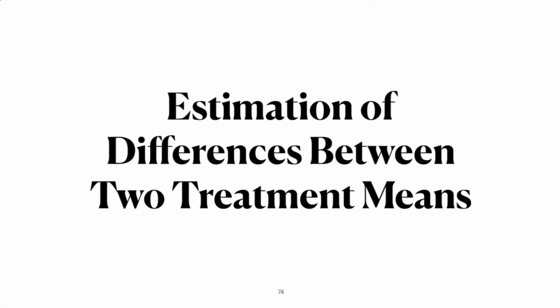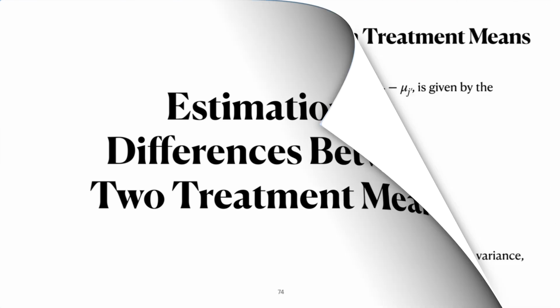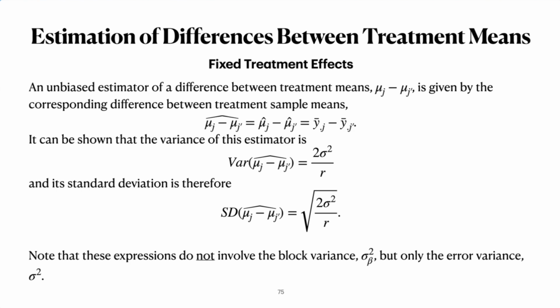All right, so continuing on, the next thing we're going to look at would be estimation of differences between two treatment means. So what we want to look at now would be a difference between two treatment means. And I'm using the notation here mu sub j minus mu sub j prime, where j and j prime are different. All right, so this is the kind of thing we're wanting to estimate here. So for example, mu1 minus mu2, mu3 minus mu5, or whatever. All right, that's the kind of thing that we're wanting to estimate here.